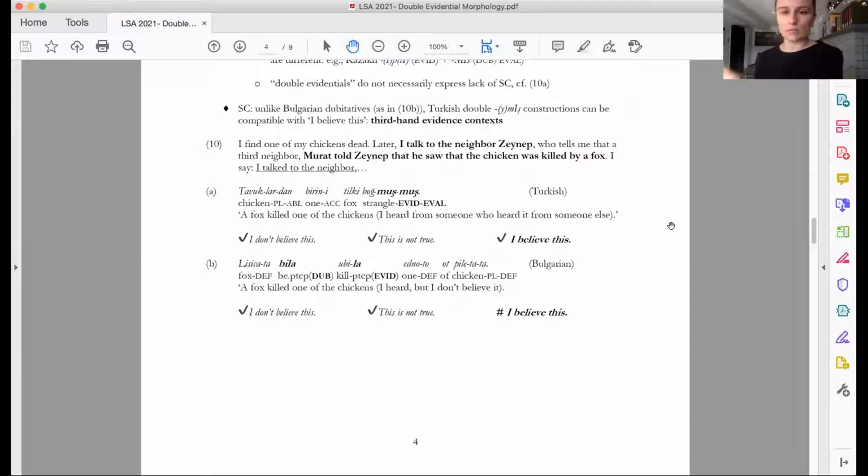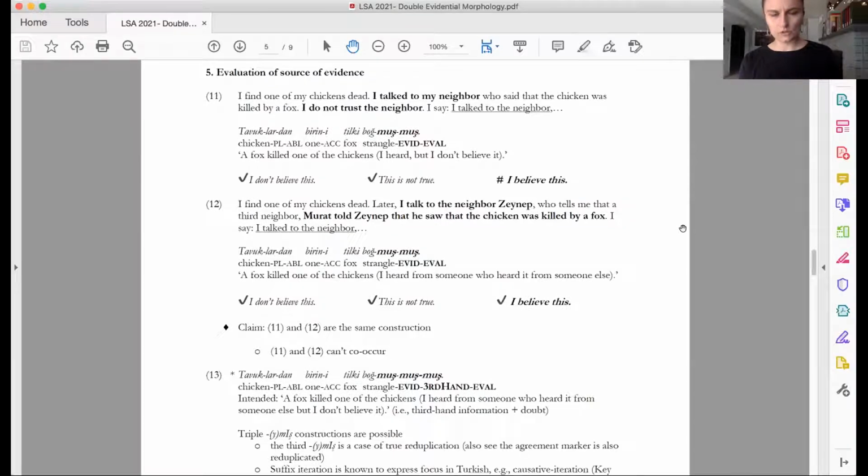And then I go and tell someone else that I talked to the neighbor, tavuklardan birini bir tilki boğmuşmuş, which in this case means something like a fox killed one of the chickens, I heard from someone who heard it from someone else. And in this context, the speaker could be committed to the truth of this proposition, illustrated by the fact that the follow-up sentence "I believe this" is felicitous. And importantly, this is not possible for Bulgarian. So clearly, Turkish does something differently than Bulgarian.